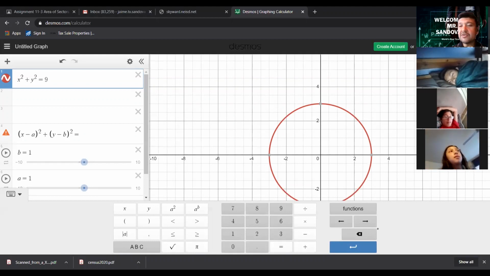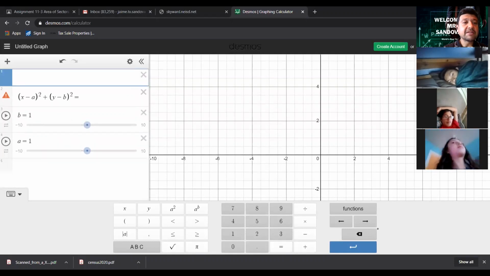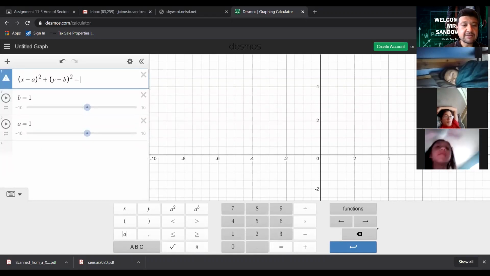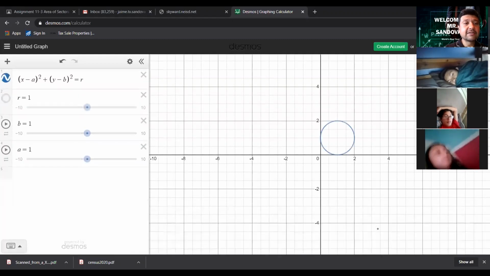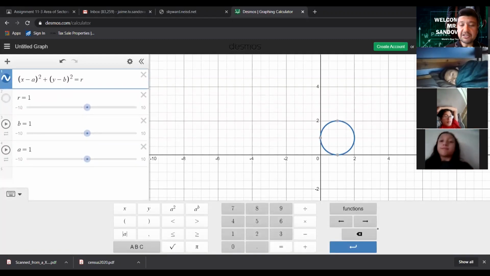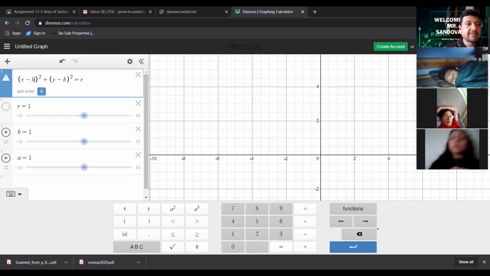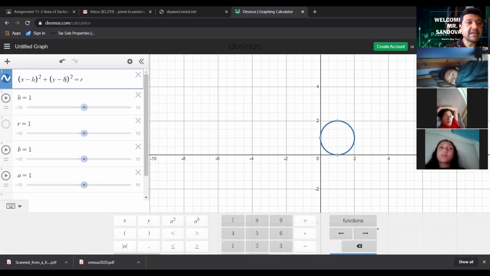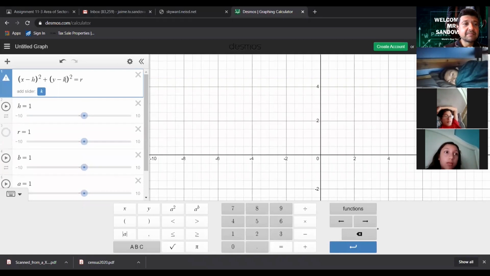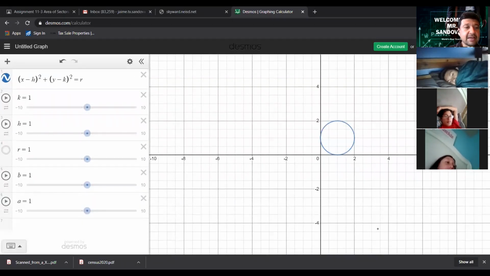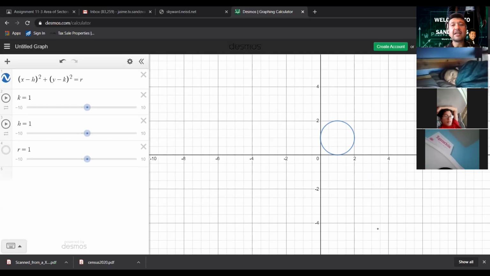So let's go ahead and I'm going to take away this equation and bring up this equation that I have here. And I'm going to do R and add a slider. One thing I'm going to do is I should have called this H. And let me call this K, so it will be consistent. Okay, so now we have H and K. Now, why do you think that this is over here right now? Where's the center in this case? What is this point right here? 1, 1. 1, 1, right?